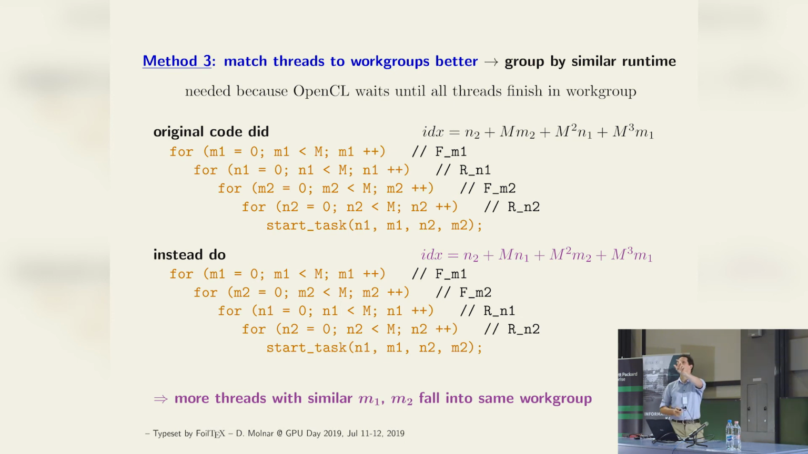But a very simple modification, by swapping the 2 loops, by simply doing the angles outside and the radii inside, gives you a different mapping to indices of the task, and this is the task ID, if you wish.